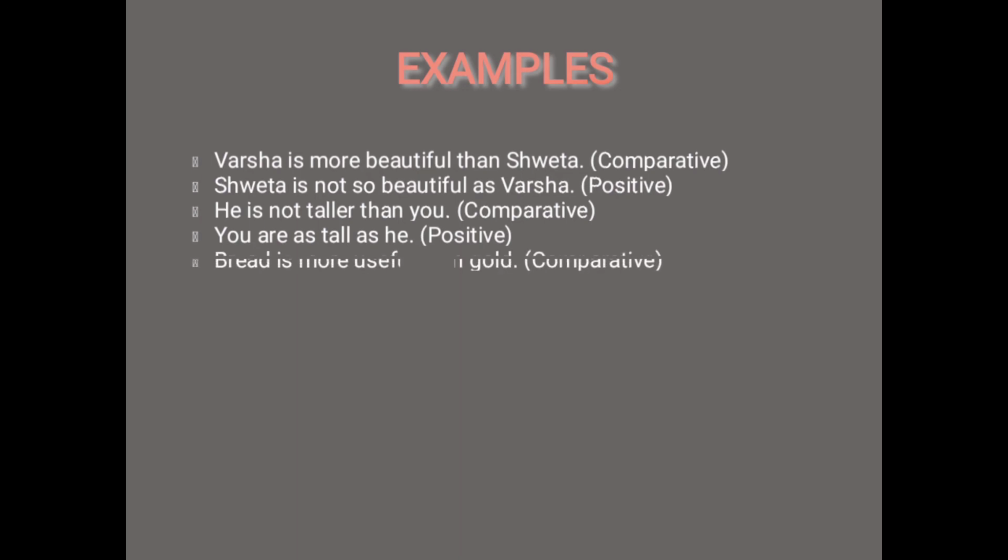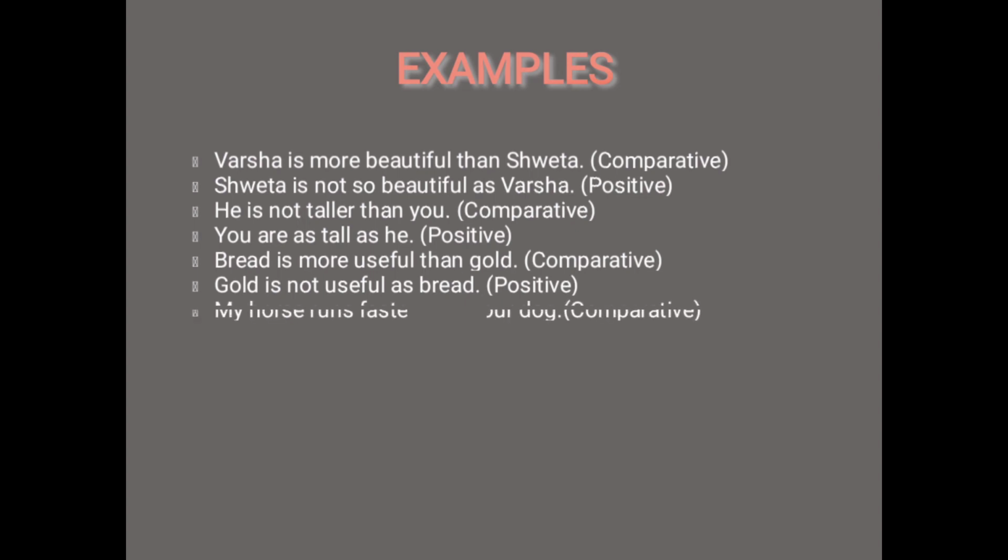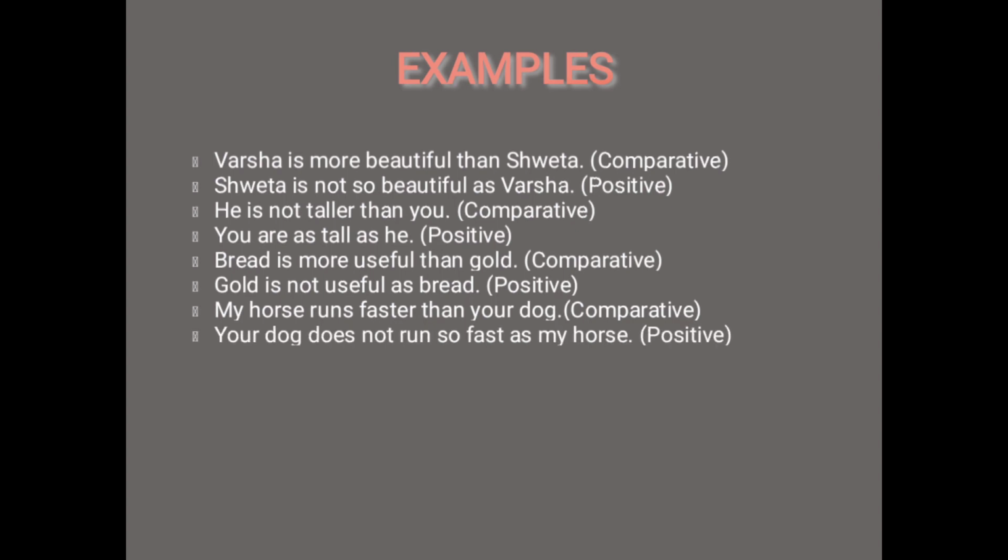The next example is: bread is more useful than gold. Gold is not as useful as bread is correct, or gold is not so useful as bread, that is also correct. But the best option will be: gold is not as useful as bread. My horse runs faster than your dog. Your dog does not run so fast as my horse. So as is used over here.